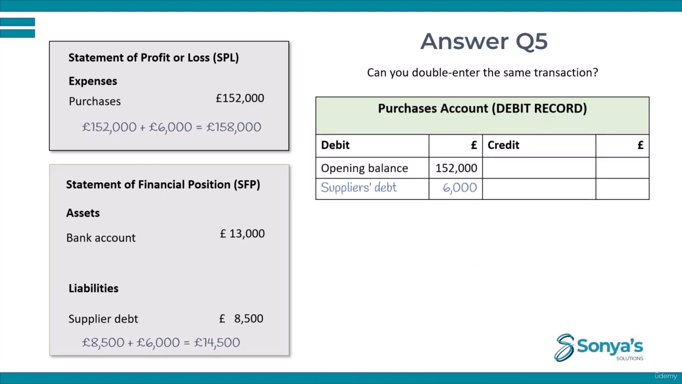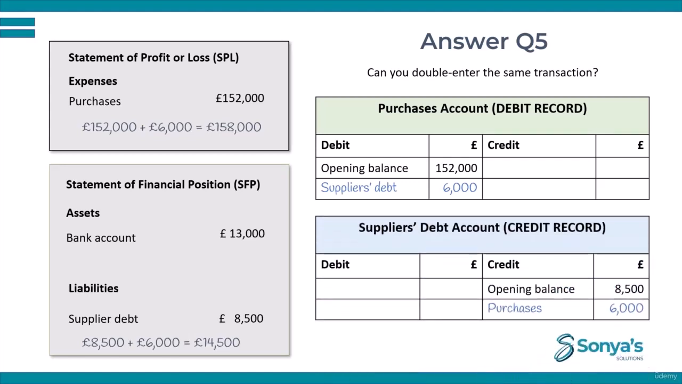To increase the cost of purchases, debit the purchases expense account. The supplier's debt account is a liability account with a credit balance. To increase the amount of debt owed to suppliers, we credit it. Let's do our good practice checks. We've made equal and opposite entries. The total on the purchases account is £158,000 and the total on the supplier debt account is £14,500.